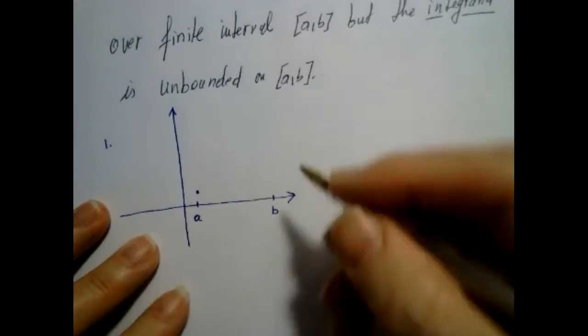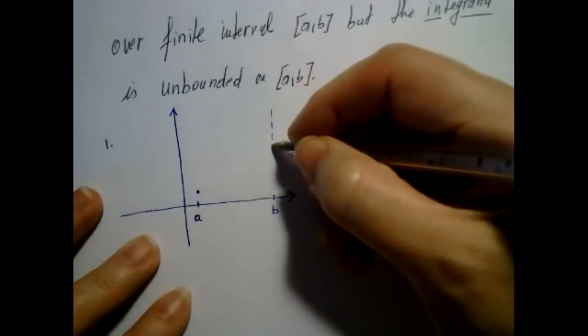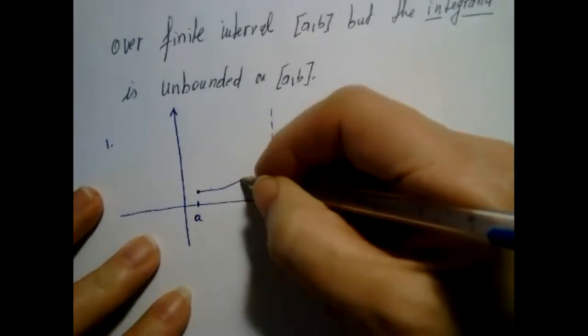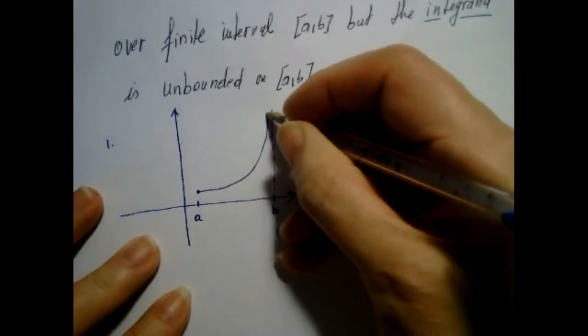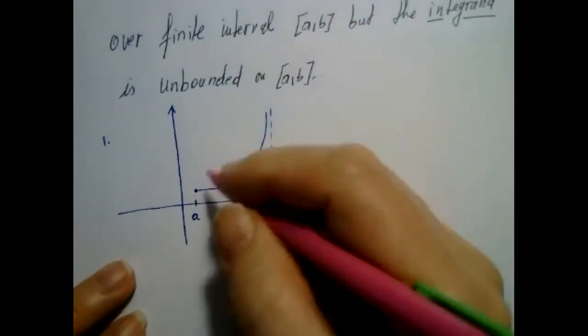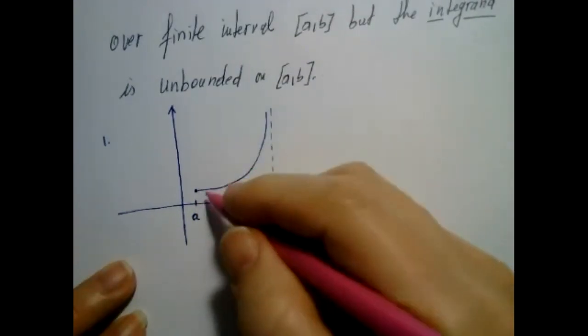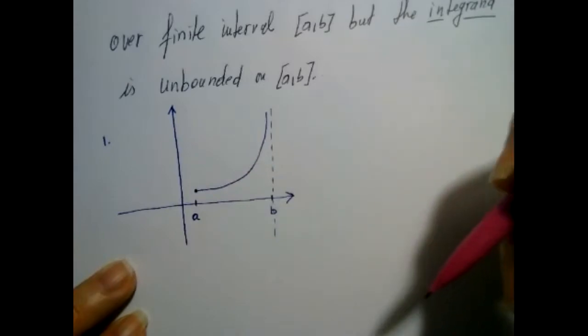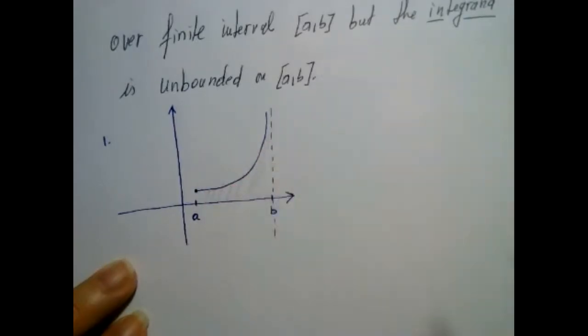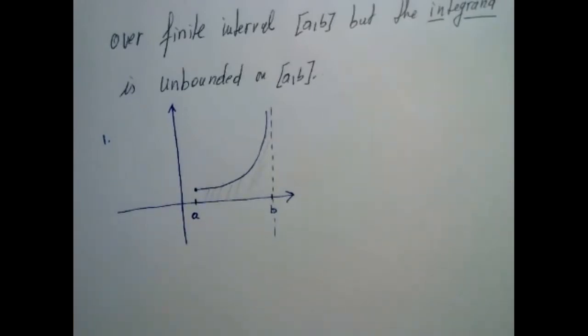Suppose at B the function can have an asymptote, for example, and the function blows up. That's what I mean by unbounded. And now I have an infinite region here. The area doesn't have to be infinite, but the region is an infinite region. And the question is, what do we mean by the integral from A to B in this scenario?